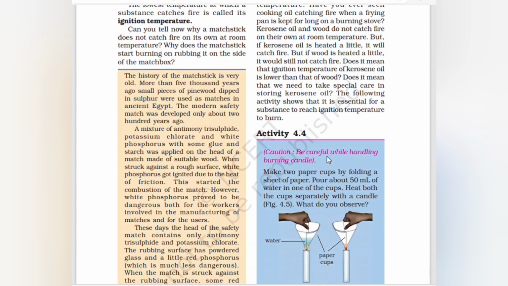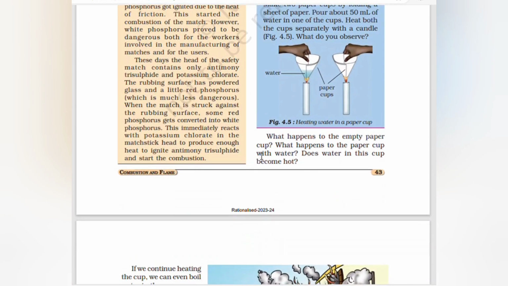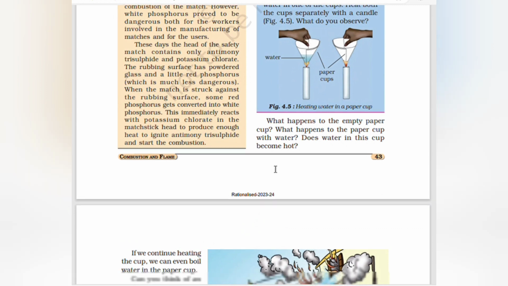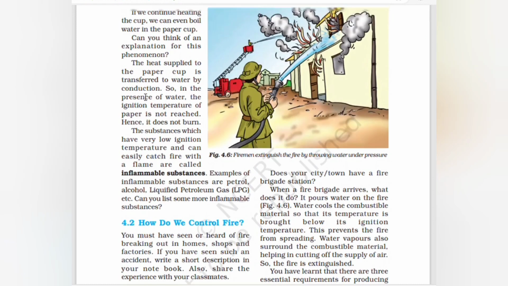The following activity shows that it is essential for a substance to reach ignition temperature to burn. Make 2 paper cups by folding a sheet of paper. Pour about 50 ml of water in 1 cup. Heat both the cups separately on a candle. What happened to the empty paper cup? That is, if we continue heating the cup, we can even boil water in the paper cup. Can you think of the explanation for this phenomenon?